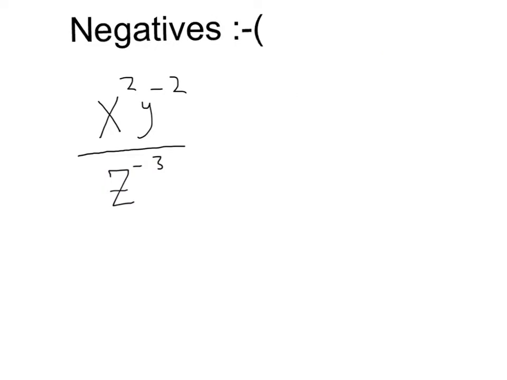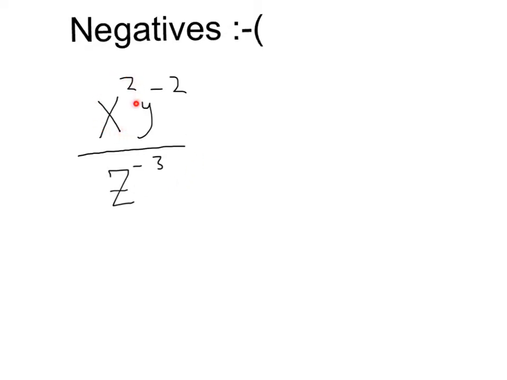Lastly, let's take a look when you have a negative exponent. Here we have x squared times y to the negative 2 all over z to the negative 3. And your rule when you have negative exponents is to flip them to the opposite side of the fraction bar.